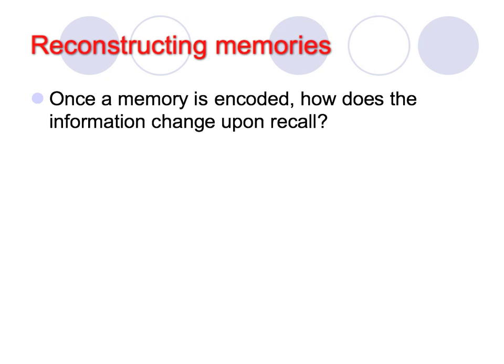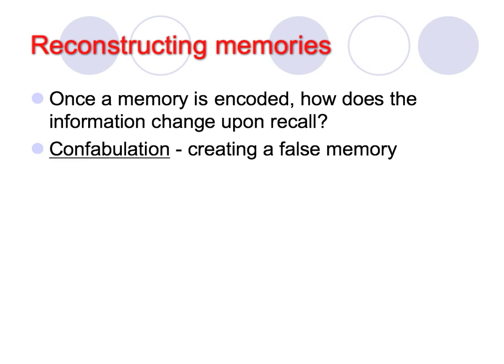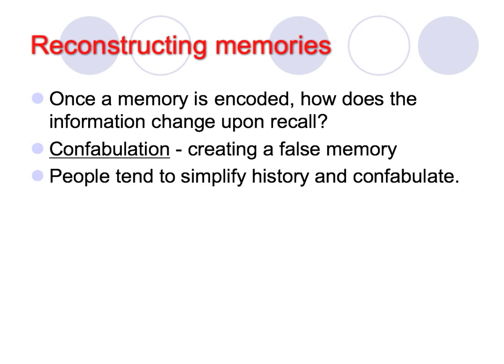So once a memory is encoded, how does the information change when you try and recall that information? There are cases when memories we try to recall get subject to error. We call this confabulation, where we create a false memory. It's not lying. Lying is different from confabulation. Confabulation means you're not intentionally trying to lie, but you're creating a false memory because of your inability to remember things accurately. People tend to simplify history.